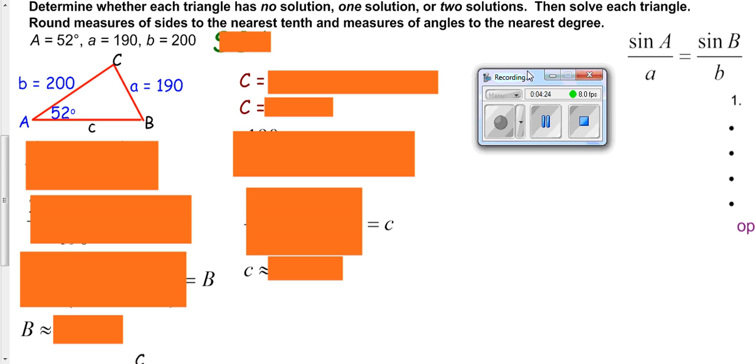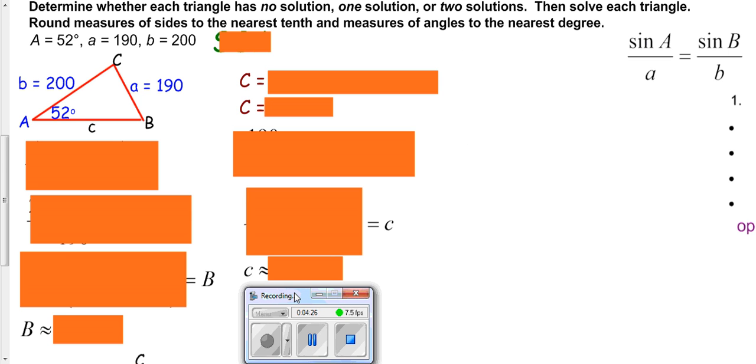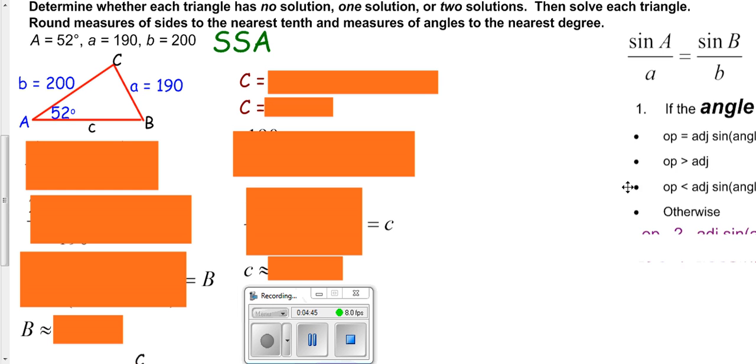So in this situation, if we graph this, we have an angle, a side opposite that, and a side next to that, which is a side-side-angle situation. Whenever you have a side-side-angle situation, you have to be concerned about how many triangles it's going to form.